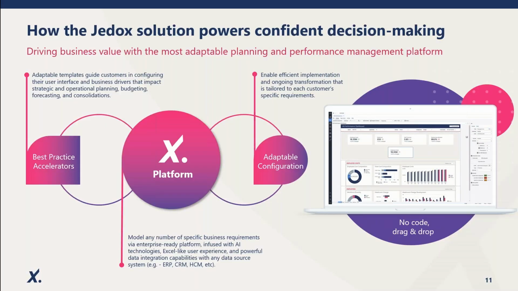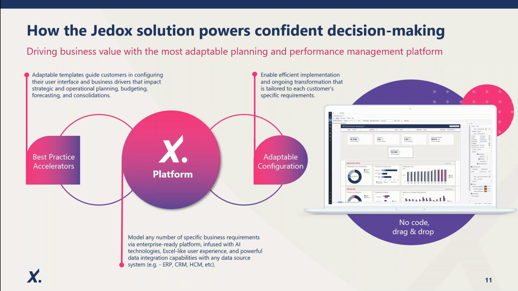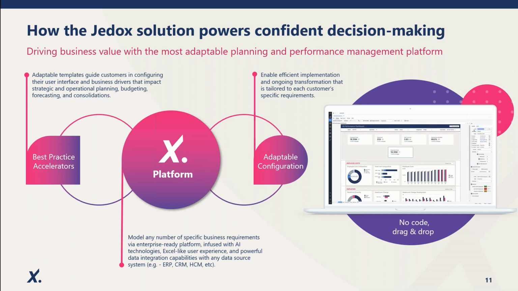And so how does Jedox power confident decision-making? You can see an example of our no-code drag-and-drop dashboarding in the animation on the right. The Jedox solution delivers value through a combination of our platform, which allows you to model any number of specific business requirements via our enterprise-ready platform infused with AI and Excel-like user experience, powerful data integration capabilities with really any data source, ERP, CRM, human capital management tools, HR tools, etc. We also have best practice accelerators, which are adaptable out-of-the-box templates that will guide you in configuring the interface and business drivers that impact strategic and operational planning, budgeting, forecasting, and even consolidations. And we also have adaptable configurations and efficient implementations for ongoing transformation that will be tailored to your needs.